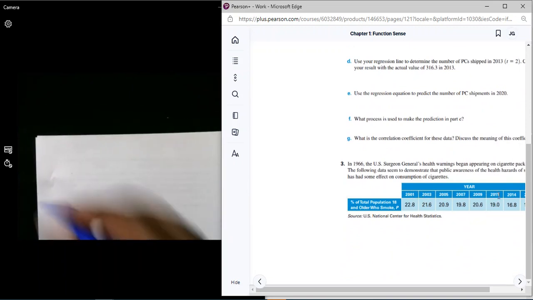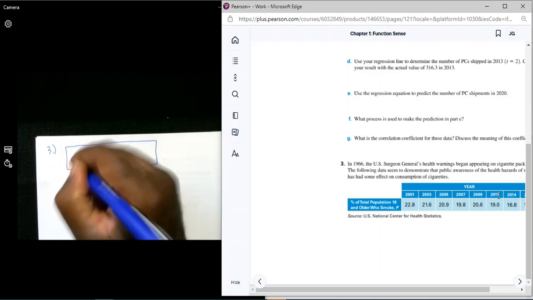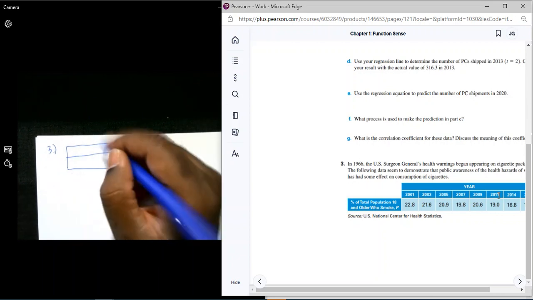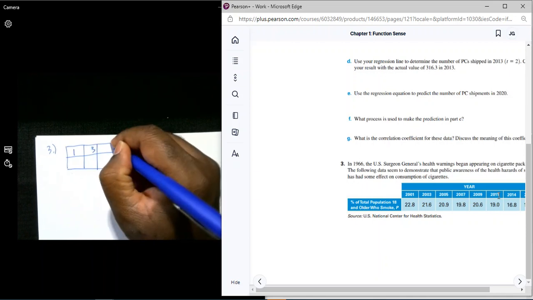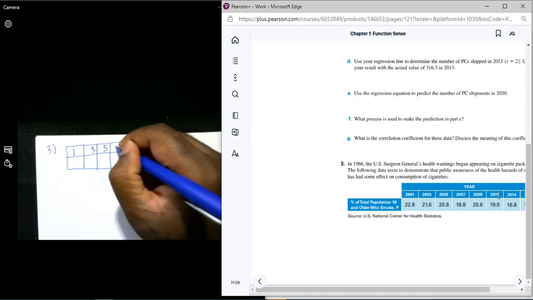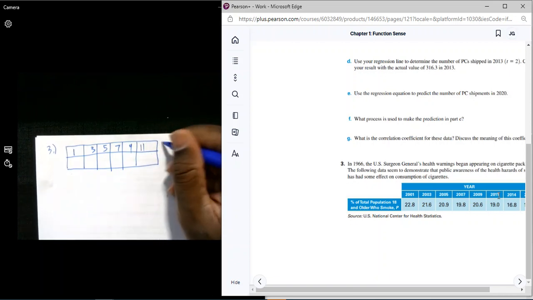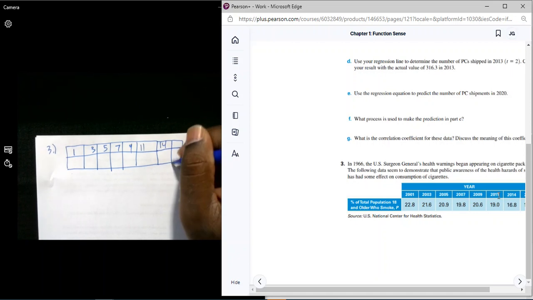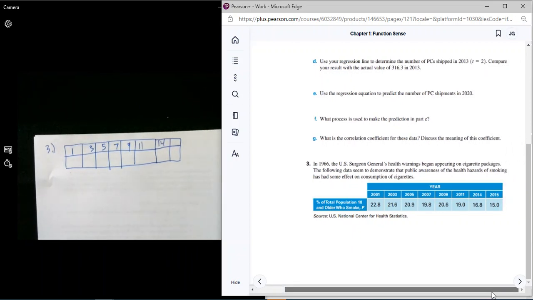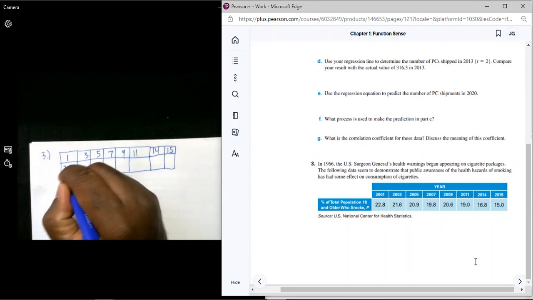So according to that table, there's only going to be a slight change. So 2001 would be 1, 2003 would be 3, and then we'll have 5, 7, 9, 11, 14, and I think the last one is 15. Yes, 15. Okay. And then we would have 22.8.